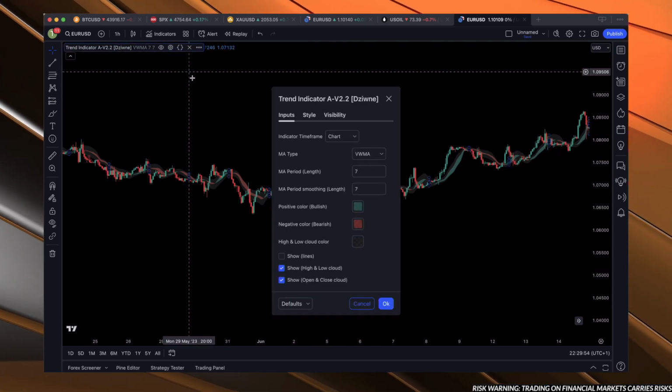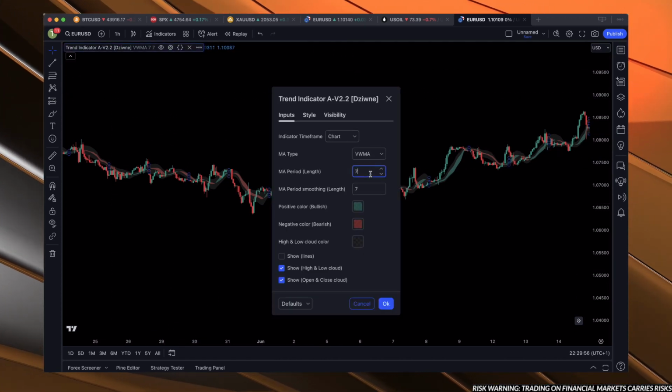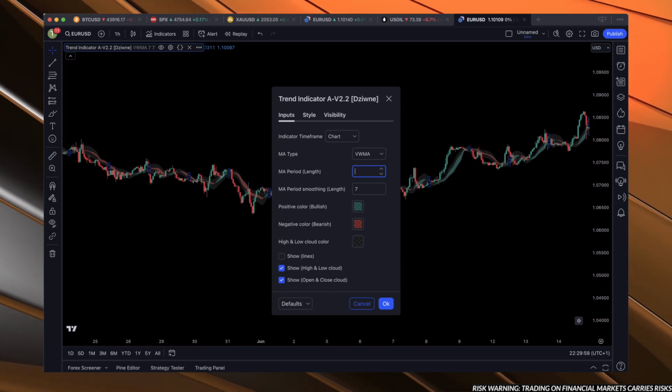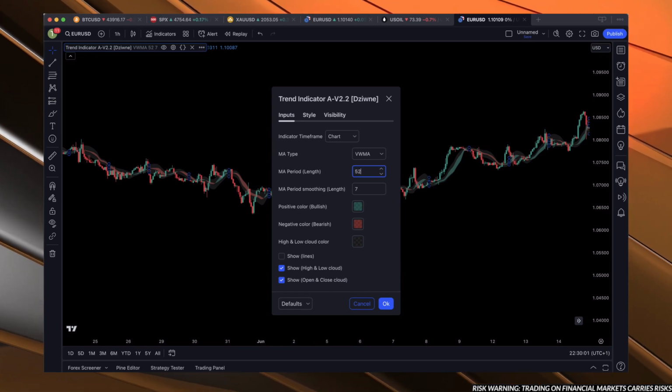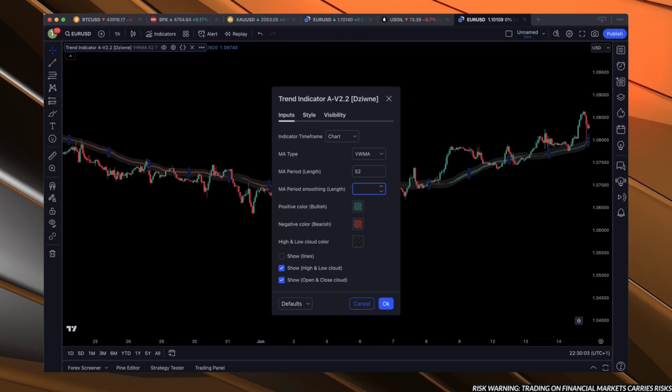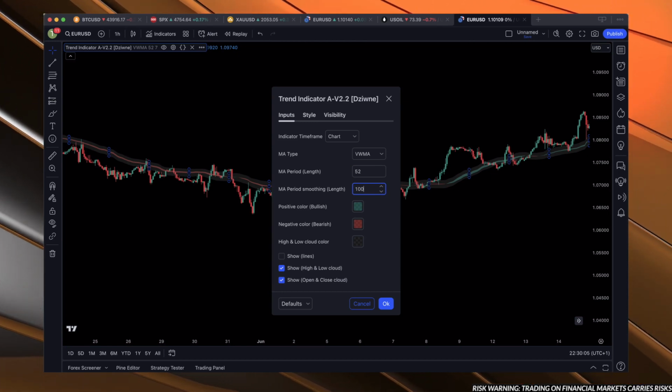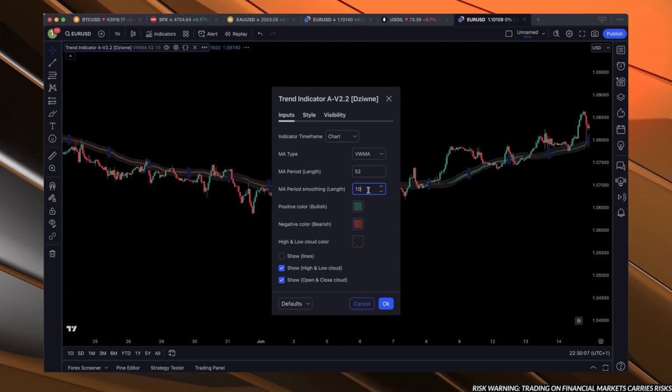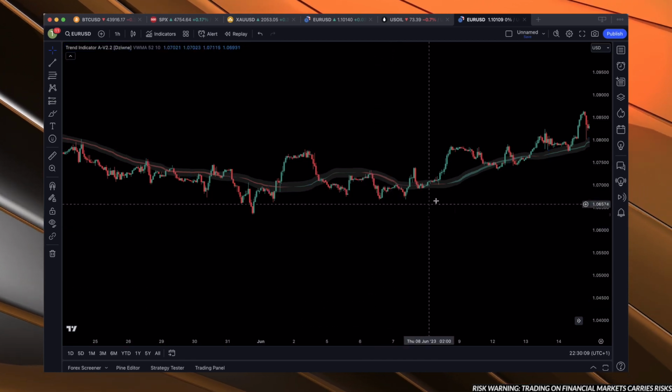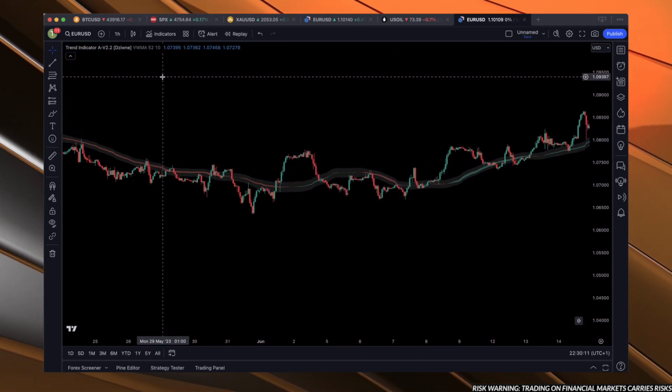So we need to change the settings. As for the MA period that is analyzed, we should choose 52. And as for the smoothing length, it should be 10. Okay, so the first indicator we have added.